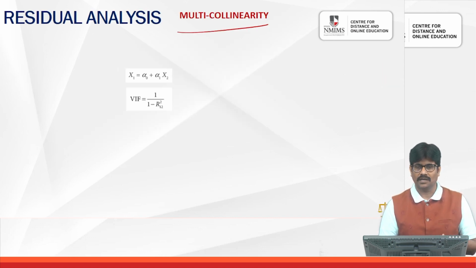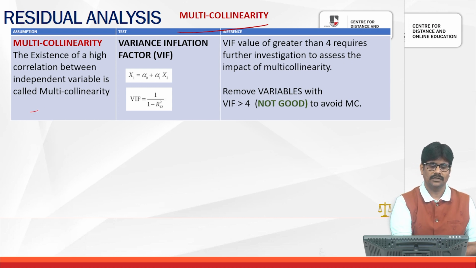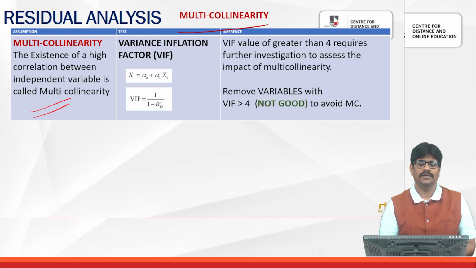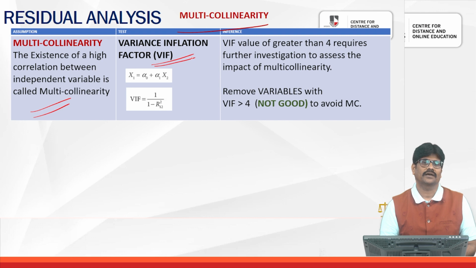How to check which two variables have multicollinearity? This is the test that we use for checking multicollinearity. I will read out once again what multicollinearity is: the existence of high correlation between independent variables. We have got something called the variance inflation factor, VIF. So if two variables are highly correlated, it gives a VIF value. How is the VIF value calculated?